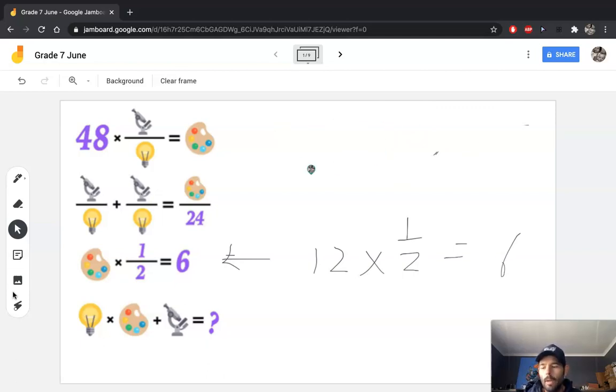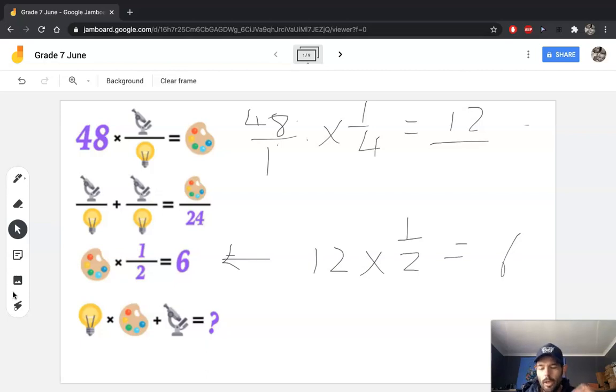Right, then I went to the top line, and I know that 48 multiplied by a quarter is equal to 12. So again, if I put 48 as a fraction, and I put 48 over 1, okay, then you can see if I multiply the numerators together, I get 48 times 1 is 48, and the denominators, 1 times 4 is 4. So essentially 48 over 4, which is 48 divided by 4, which equals 12. Okay, so your microscope is worth 1 and your light bulb is worth 4.